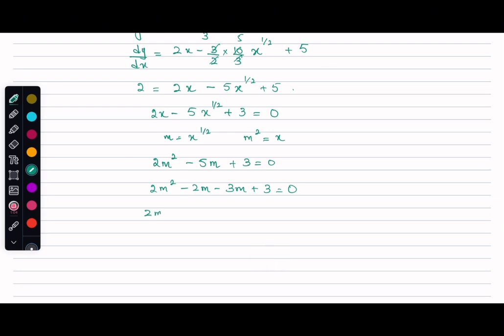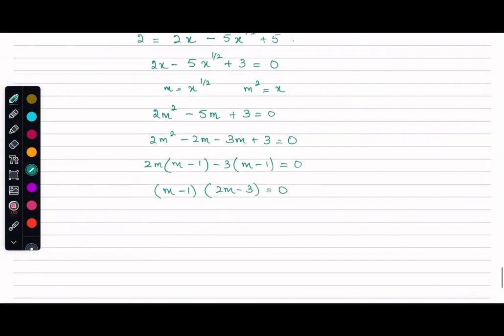2m can be taken as common. I'll be left here with m minus 1. Negative 3 can be taken common, left here with m minus 1, which is equal to 0. Therefore, it's going to be m minus 1 and 2m minus 3, which is equal to 0. So I can say that from here m has two values, m equals 1 and m equals 3 by 2. So m is actually x to the power 1 by 2, and we need to have the values of x. Therefore, I'm substituting m here with x to the power 1 by 2, which equals 1, and x to the power 1 by 2, which equals 3 by 2.